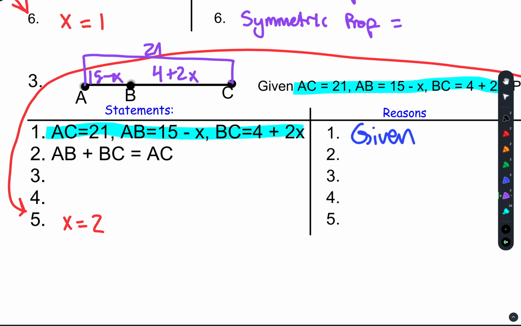Now that my diagram is marked up, I can start looking at this problem. It gave me a statement in number 2. It says AB plus BC equals AC. Why do I know that is true? What justification do I have for that? I'm not just making that up. Why do I know that?